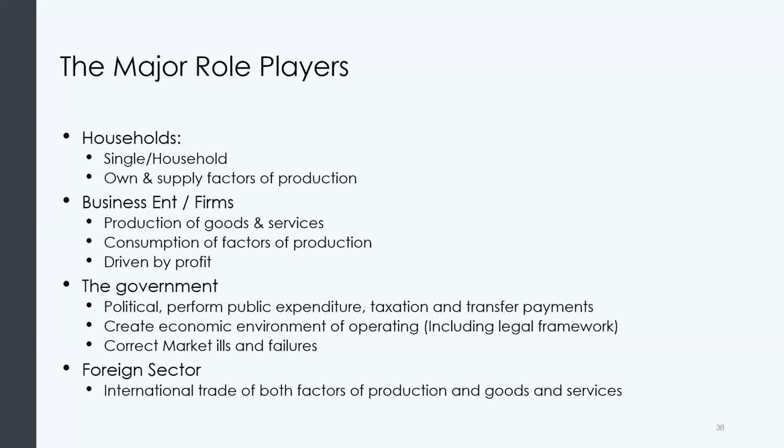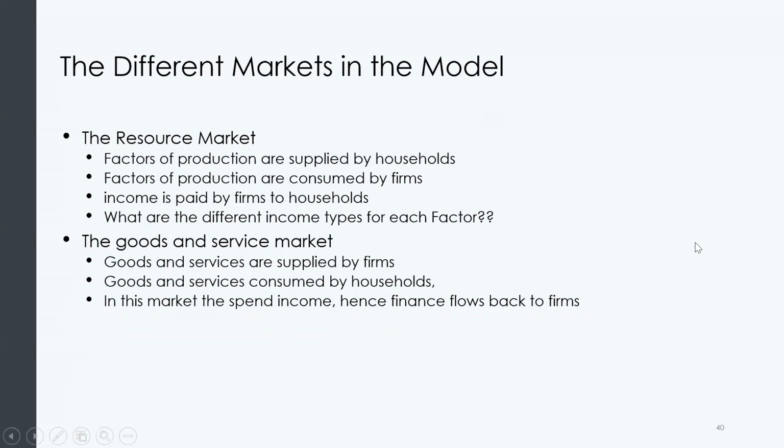It also takes away labor from our economy. It supplies land, it also takes away land from our economy. It supplies capital, it also takes away capital from our economy. It supplies us with entrepreneurs, but it also takes entrepreneurs away from our economy, right? So that's the foreign sector within an economy. Those are our 4 major role players that you see in an economy when it is operating.